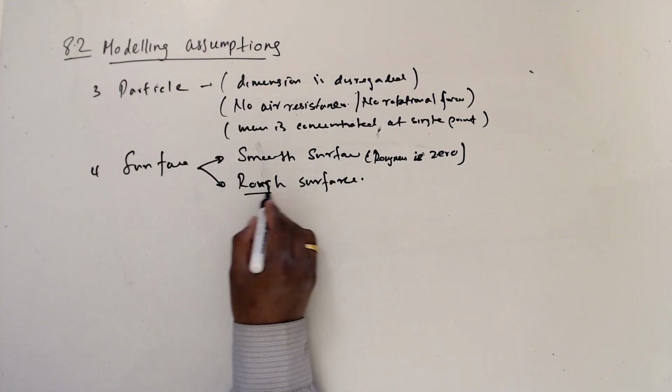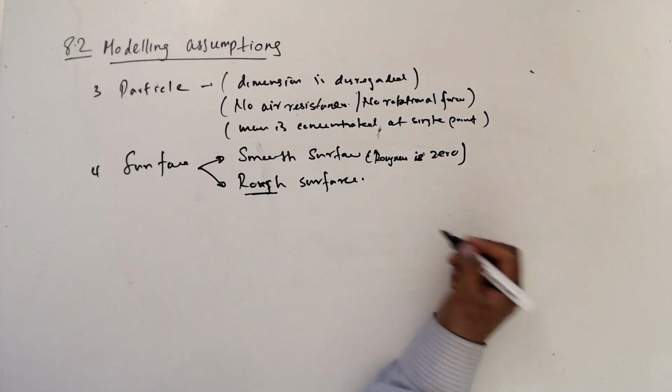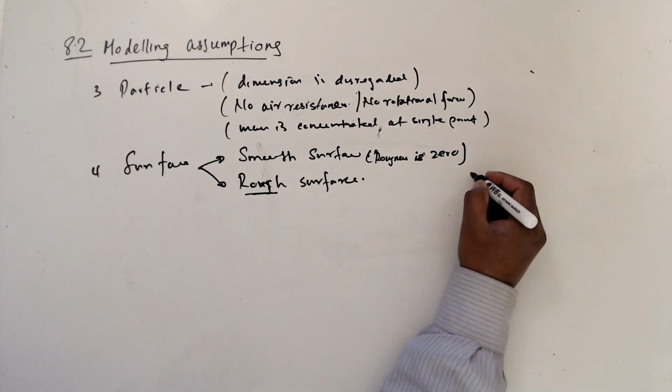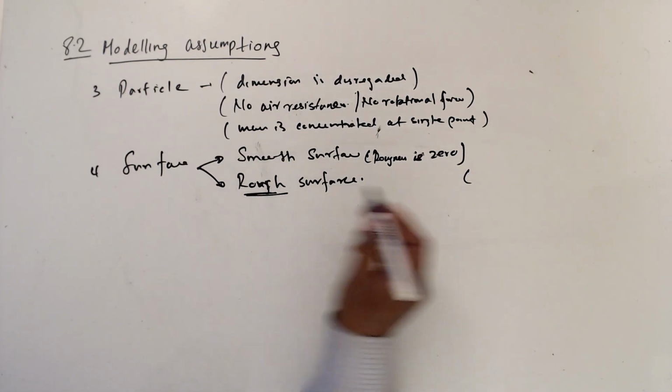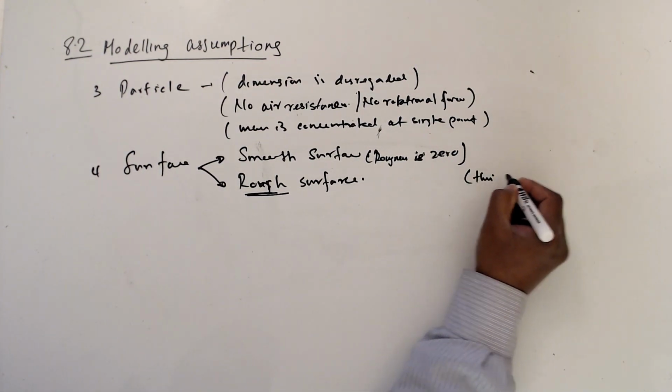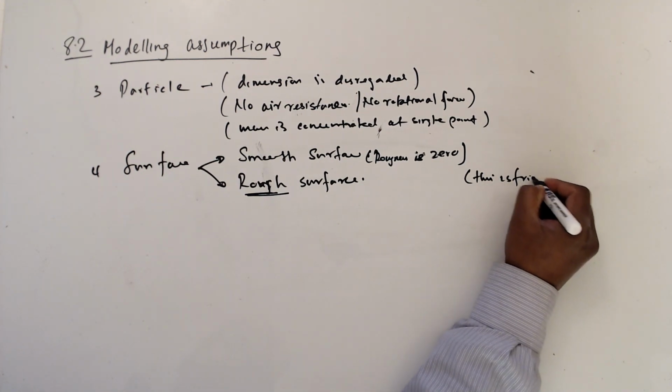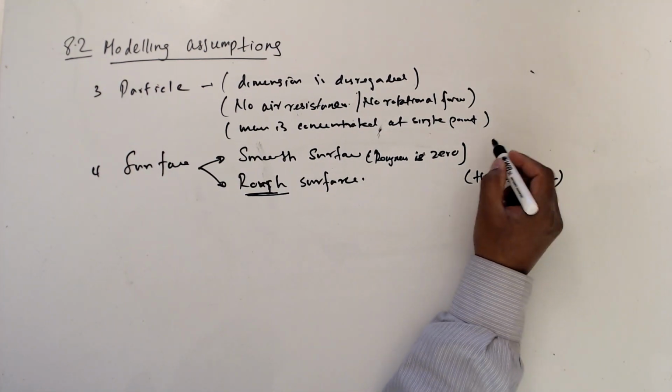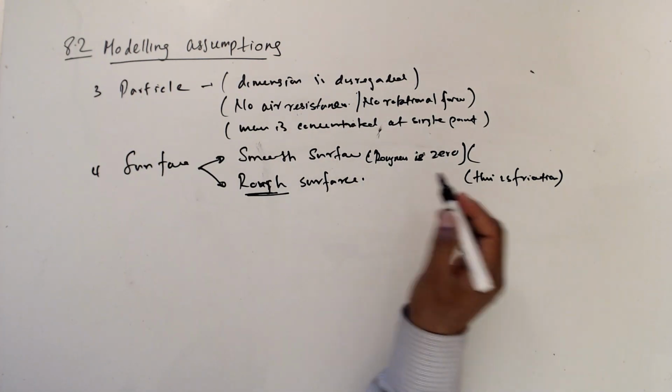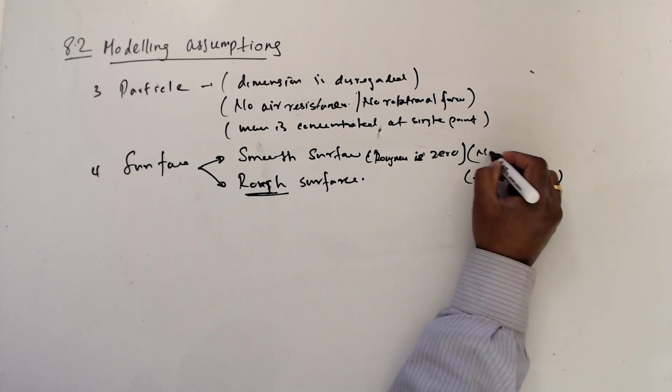What is roughness caused by? Friction. If the surface is rough, there is friction. If the surface is smooth, there is no friction.